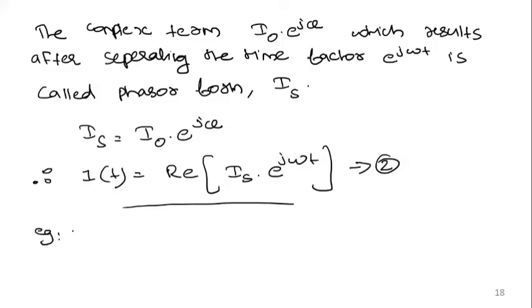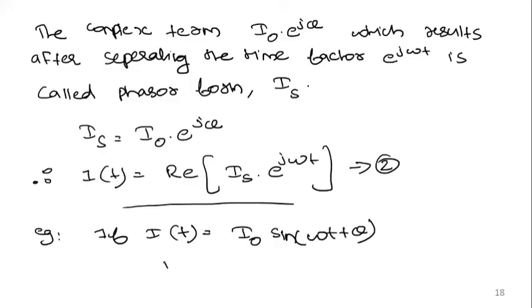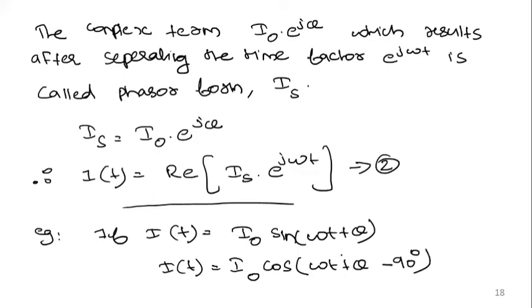For example, if I of t is equal to I naught sine omega t plus theta, then I of t is equal to I naught cos omega t plus theta, because we are talking about the real part, right? So there also you should bring the cos component.